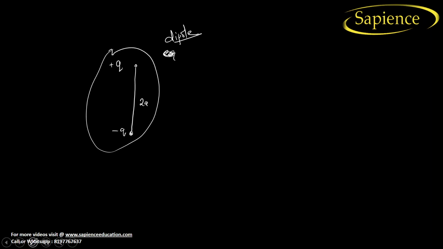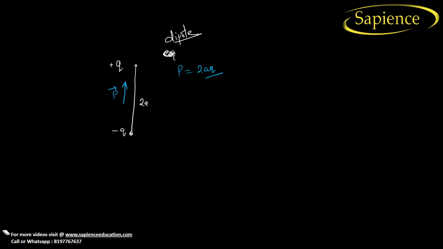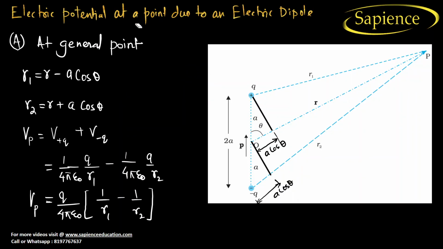Now, if you are wondering what the dipole moment direction is, the formula is p equals a q, and the direction will always be from negative to positive. This is the direction of the dipole moment, right? I hope you have understood now. Now let us try to find what the question is asking, the electric potential at a point due to the dipole.